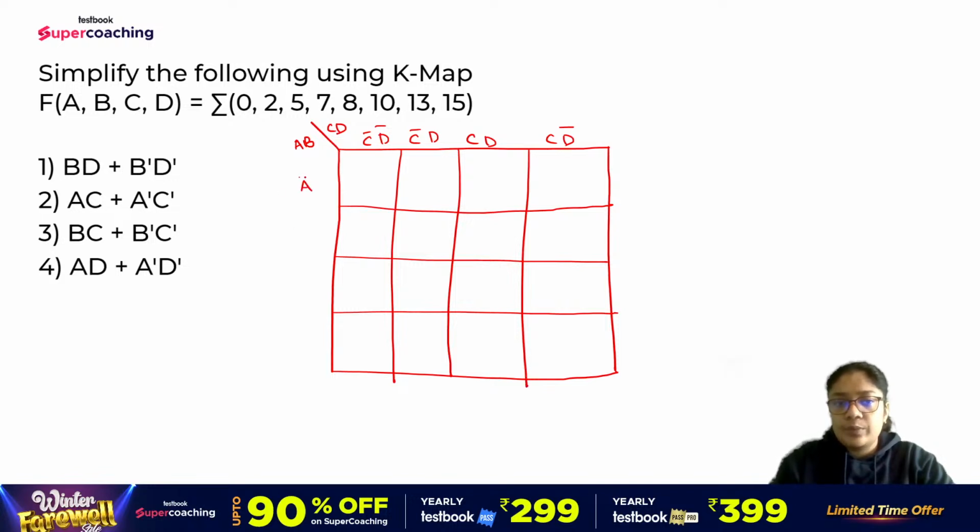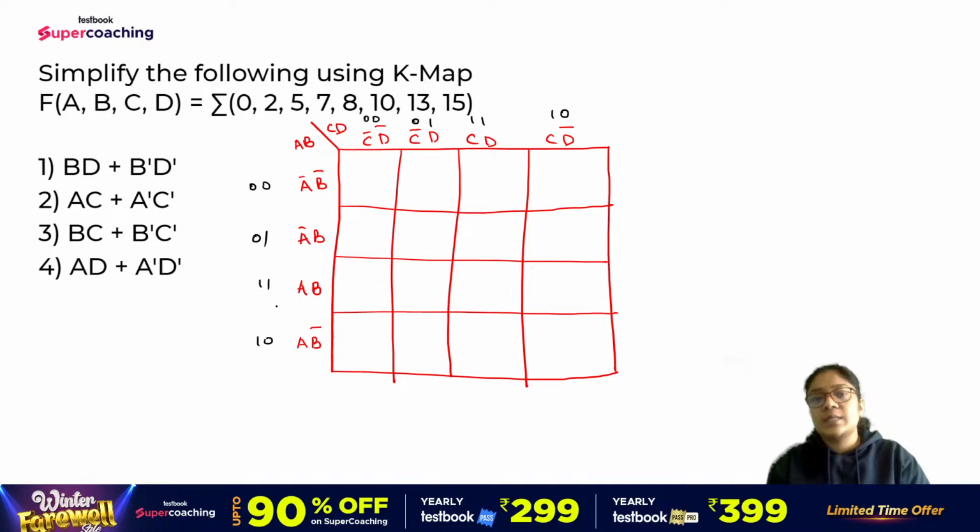This is A complement, B complement, A complement B, AB complement, and AB. So gray coding scheme use हो रही है. Gray coding means unidistant code. So this is 0 0, this is 0 1, 1 1, 1 0. So it is unidistant 0 0, 0 1, 1 1, 1 0. उसके अकॉर्डिंग आप सेल्स को मार्क कर लेंगे.